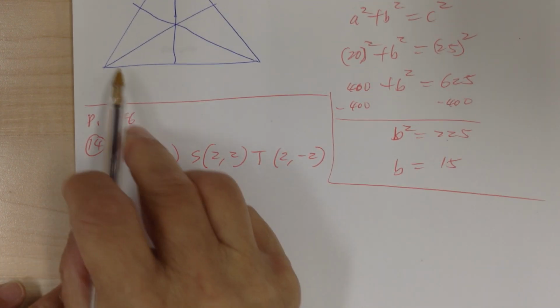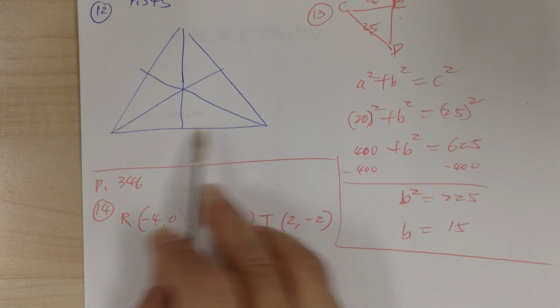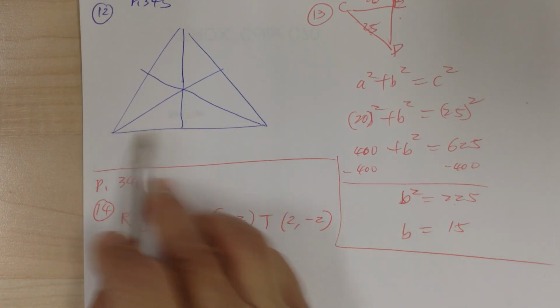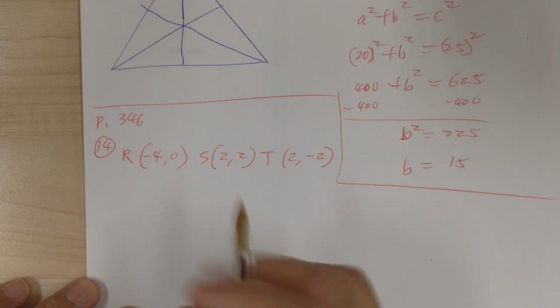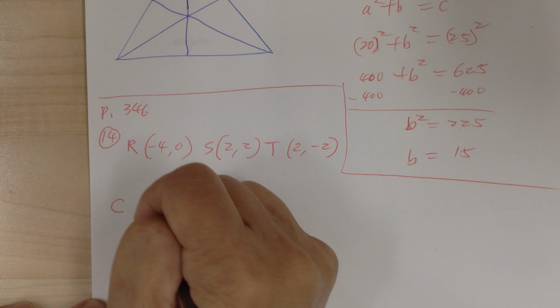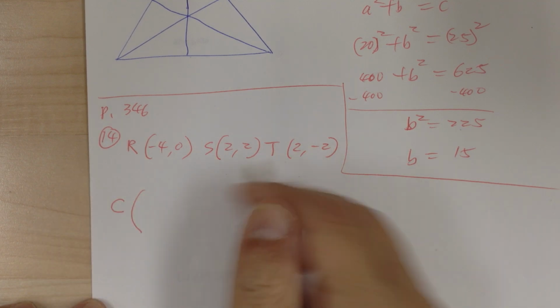So remember, to find the midpoint, if you have two points and you want to find the middle, you average the two, right? The centroid is like the middle of the whole thing. So finding a centroid is very simple. All you have to do is average the 3 points.